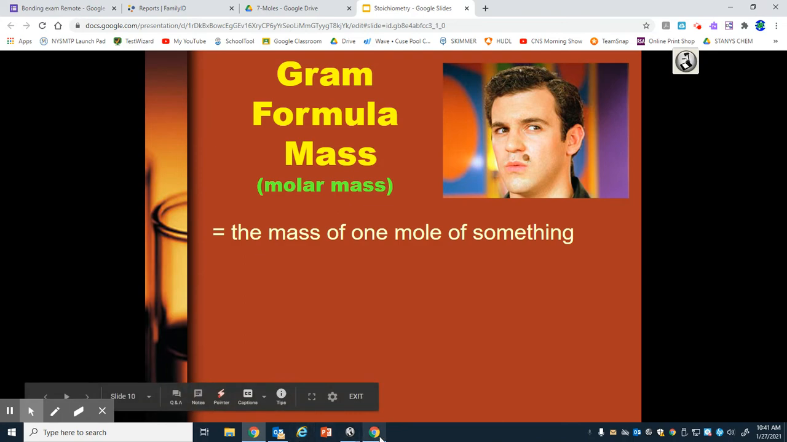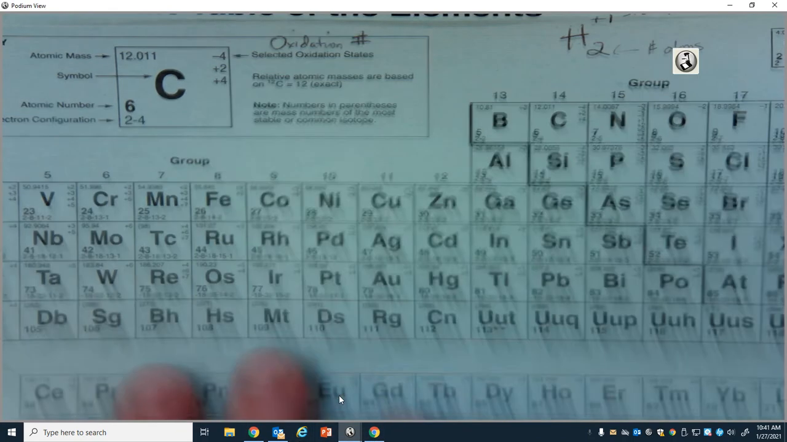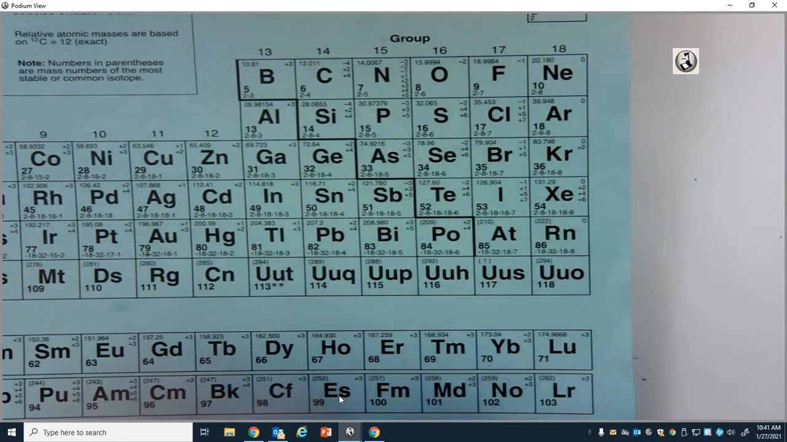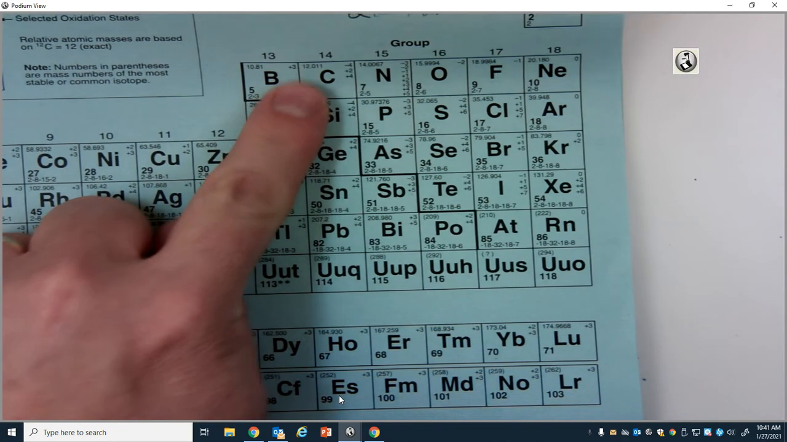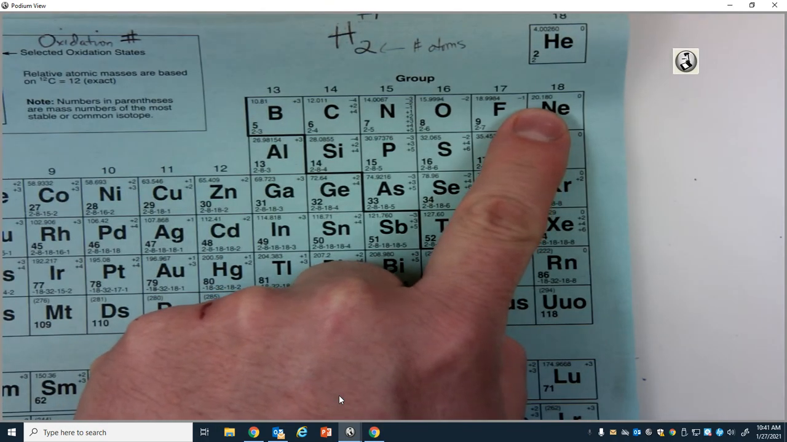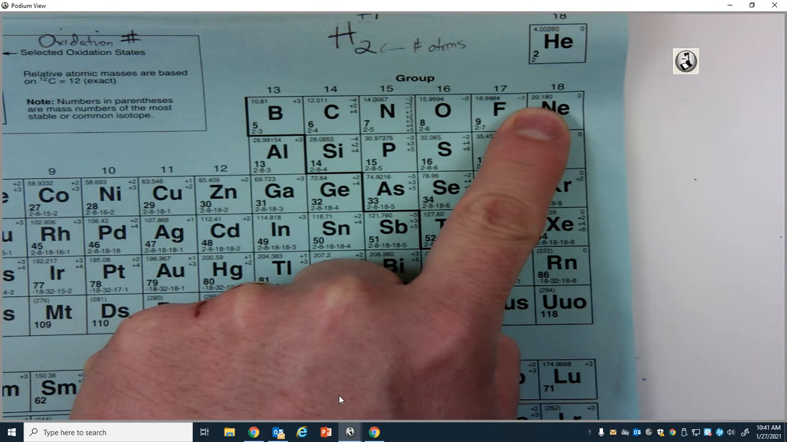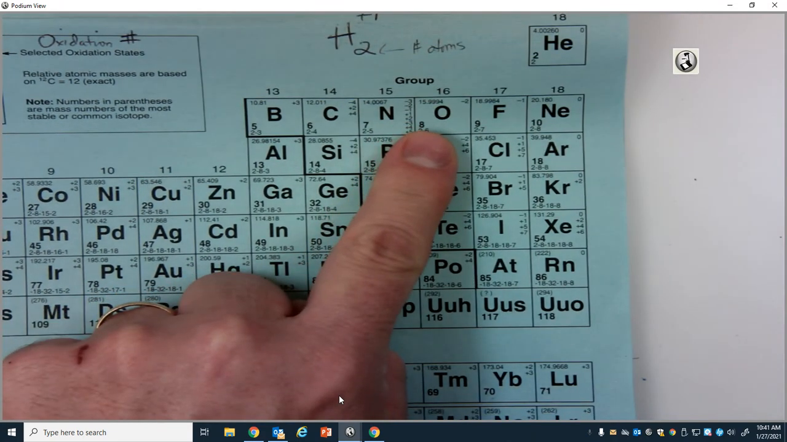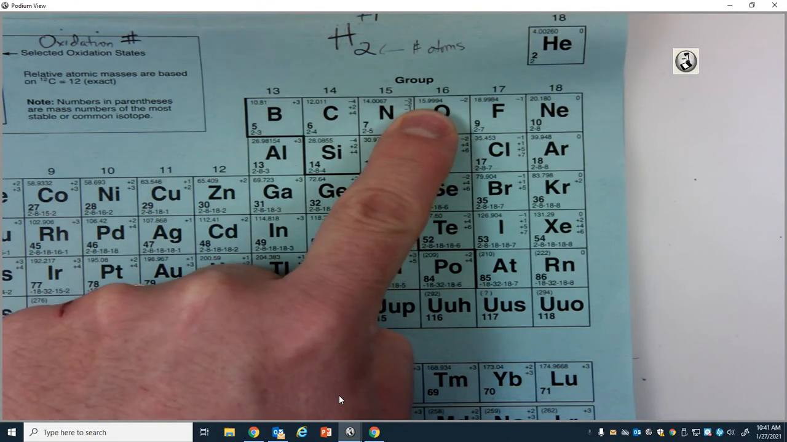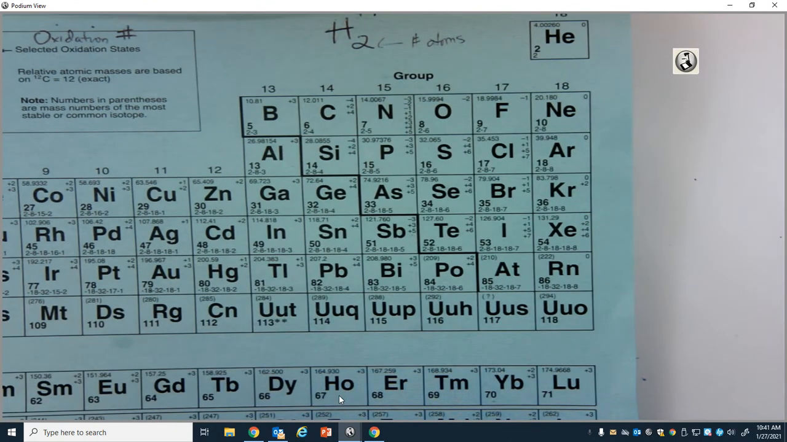So if I were to look at this screen right here, and I'm going to bring it over here intentionally. So the GFM of carbon, because carbon's a monatomic element, would be 12. All right, the GFM of neon would be 20.2. The GFM of oxygen would be 32. Why would oxygen be 32 if its mass on the periodic table is 16? The reason oxygen's GFM is 32 is because oxygen is diatomic.